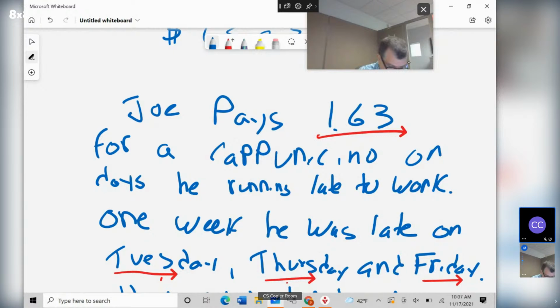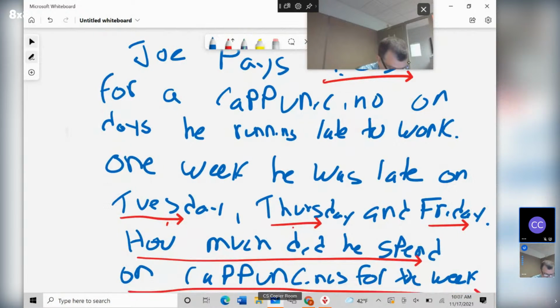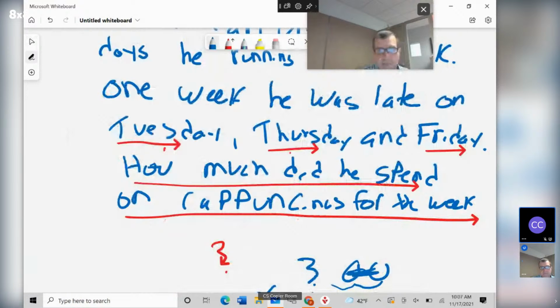And 1 week he was late on Tuesday, Thursday, and Friday. I underline those days because they're putting him in there. It's probably going to be pretty important. And then it just asks in the last sentence, how much did he spend on cappuccino for the week? Okay. It's not that he got one every single day, so it's not 7 days. It's only days he was late. And according to this, he was just late on 3 days, that Tuesday, Thursday, and Friday.